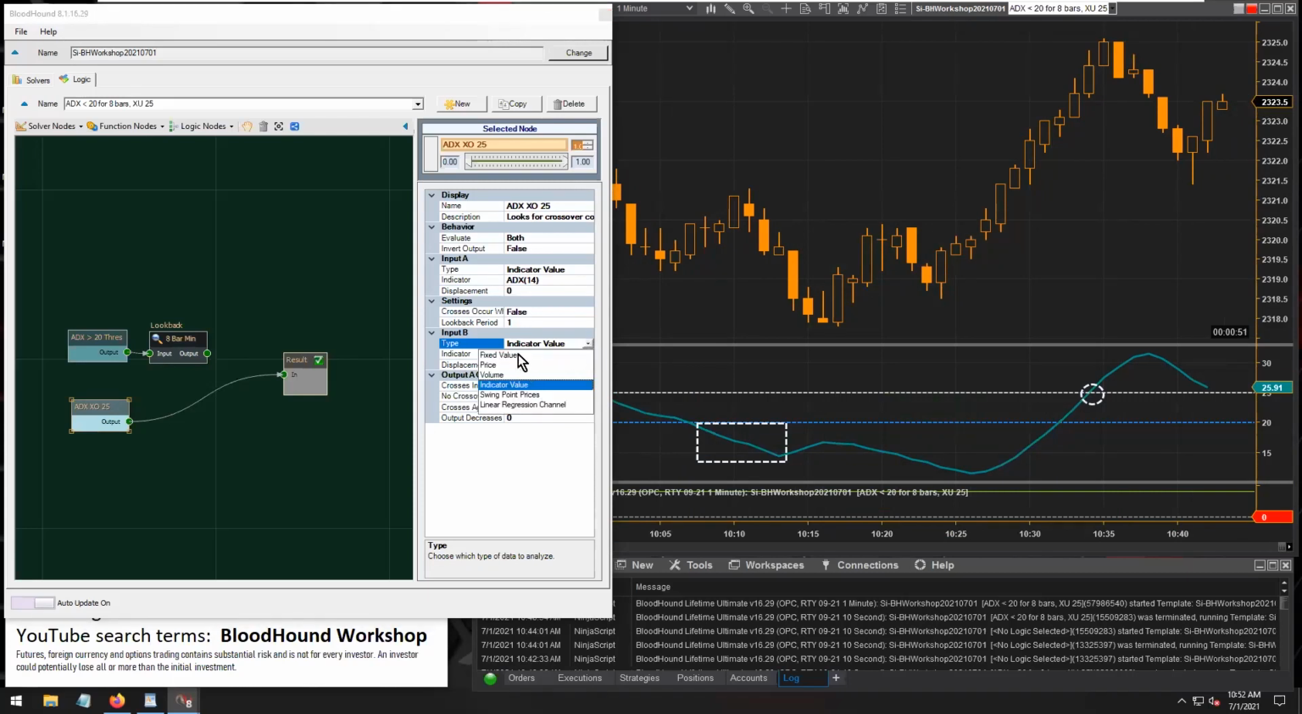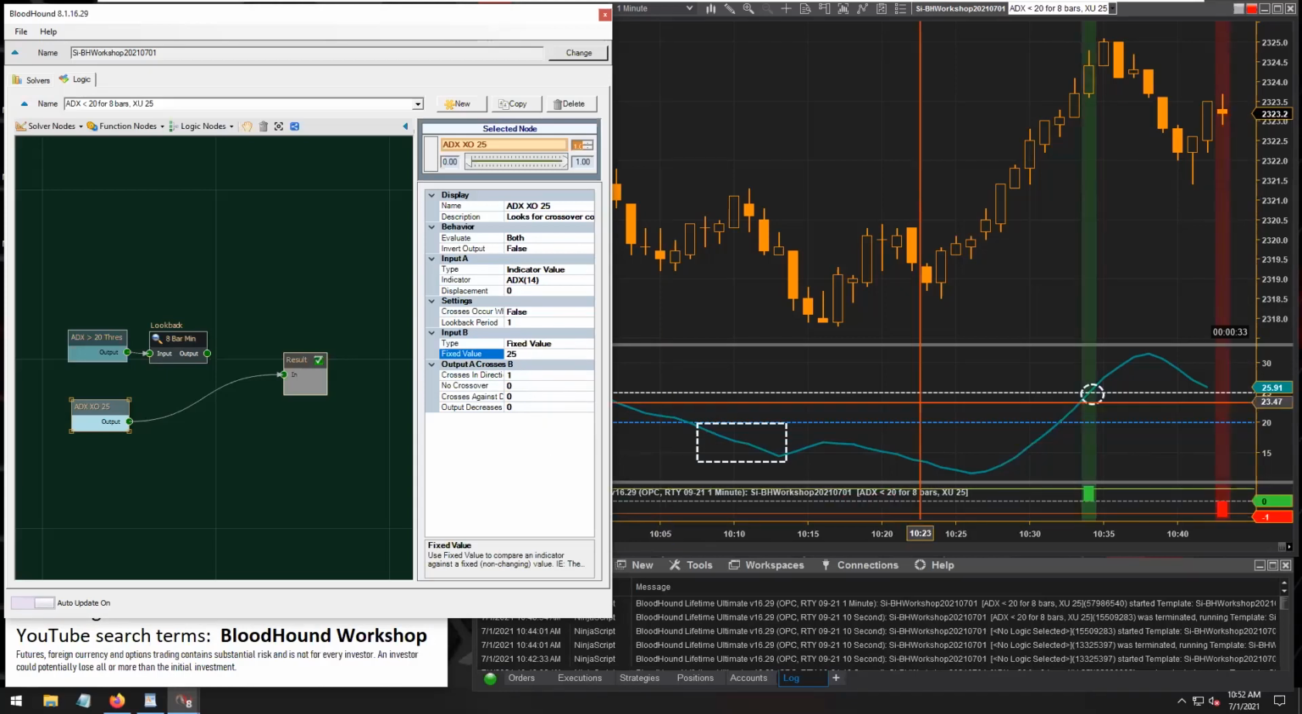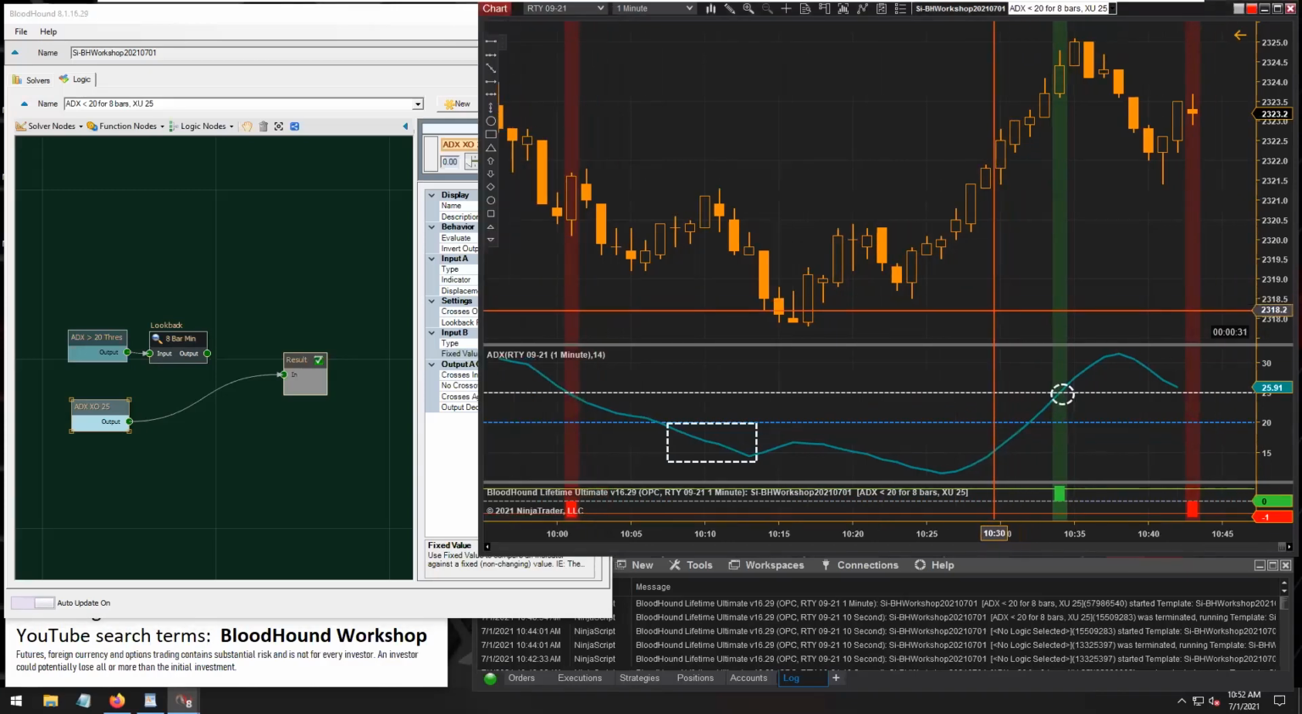So a value of 25 is going to be a fixed value. That 25 level is a fixed value. So we're going to set the input type to fixed value, and then we can put in the 25 level that we're looking for. And there we have it.